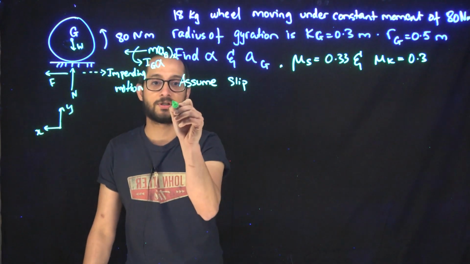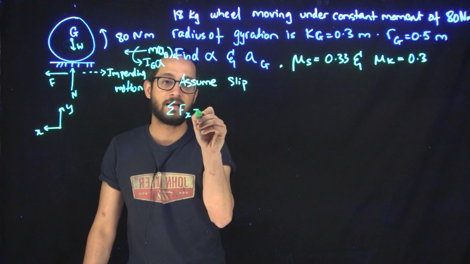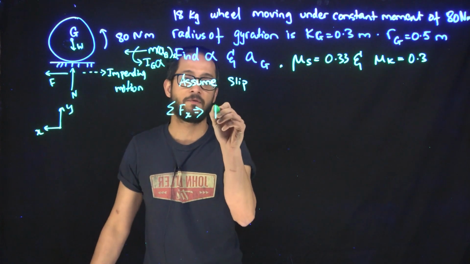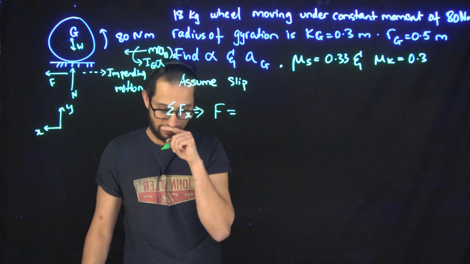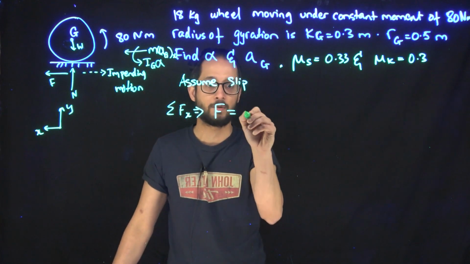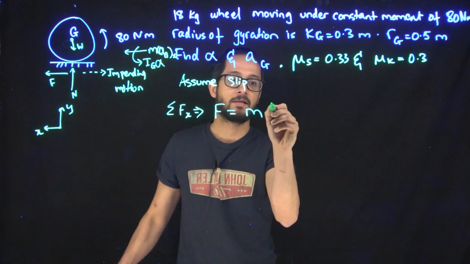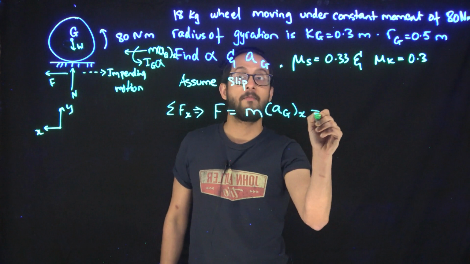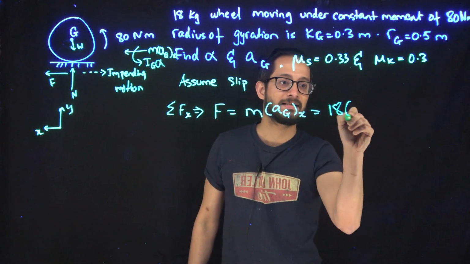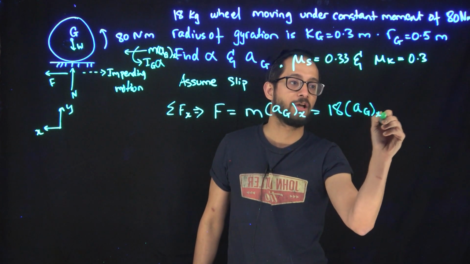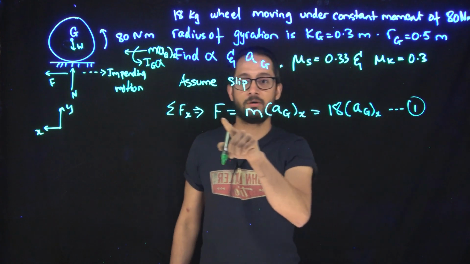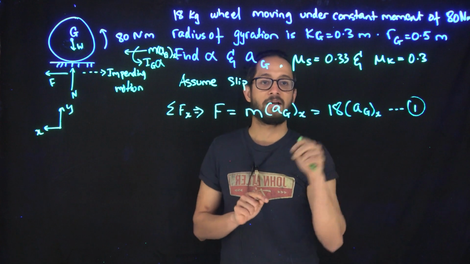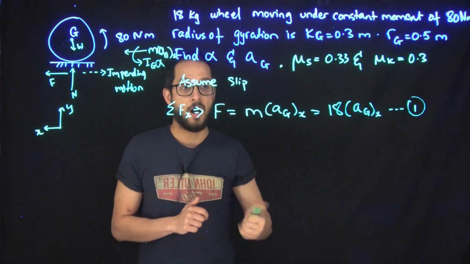So I'm looking at forces in the x direction. The one force I have in the x direction is the friction force, which is causing the motion to happen. That's equal to m times AGX from my kinetic diagram. My mass is equal to 18 kilograms, so that's 18 times AGX. All right, so one equation for two unknowns over here: F is unknown and AGX is also unknown.